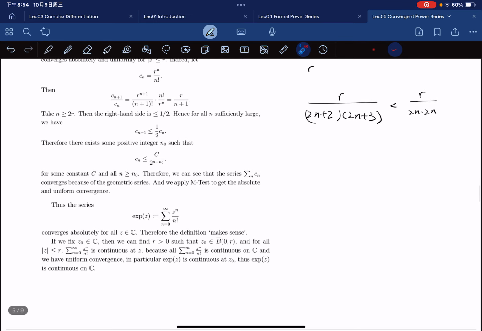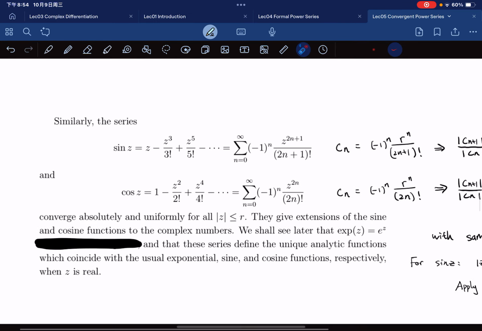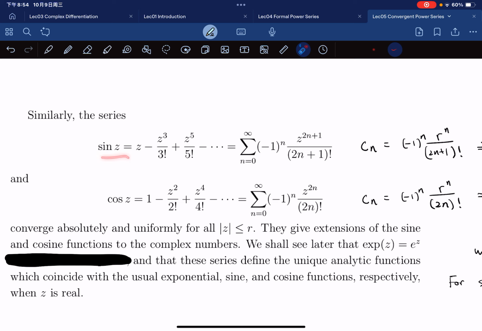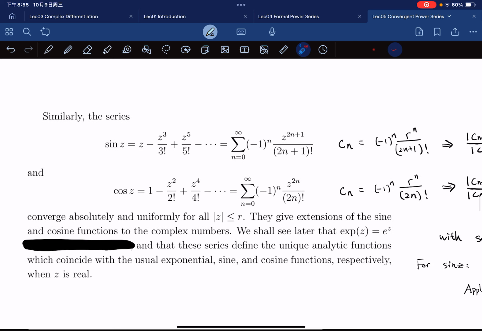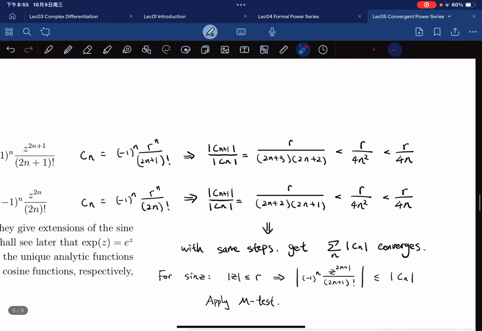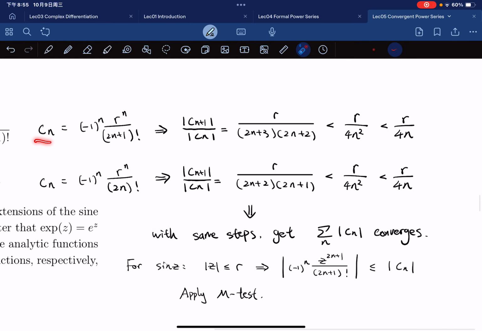So yeah. And similarly, if we define sine z with this expression and cosine z with this expression, they also converge absolutely and uniformly, right? This is like what I did. If we just let c_n equal to that, with the same steps, we can apply the M-test, right?